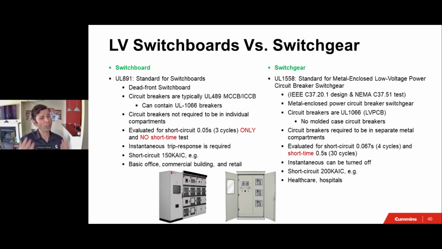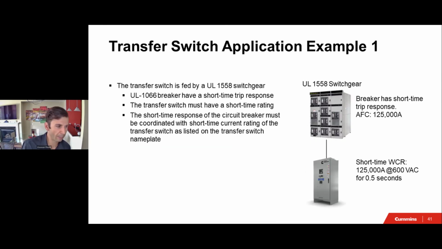Which one is better really depends on your application. Again, we need to select the right product for the right application with the right cost targets. But the difference, most importantly, is that in the switchboard, 891 instantaneous must be on, no short time. In the switchgear, we can turn off the instantaneous and have a short time response, so as to allow downstream breakers enough time to trip. So let's apply that concept.